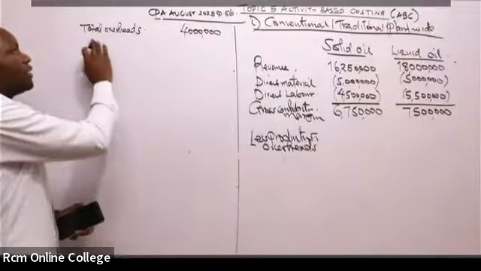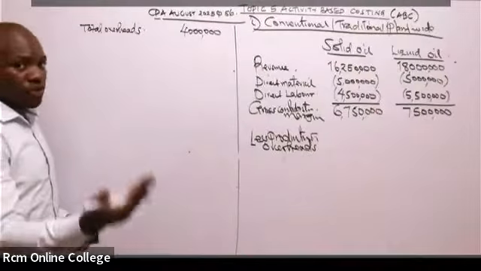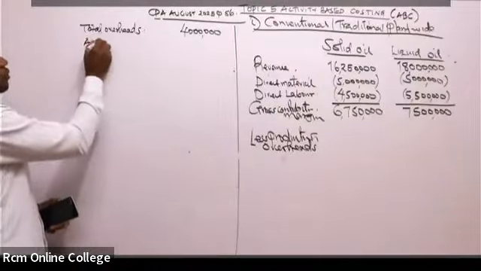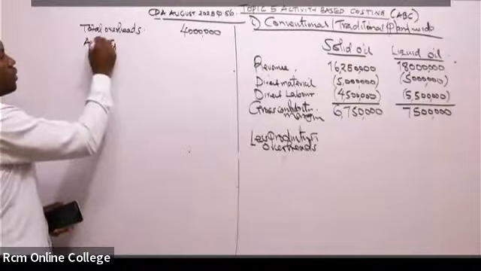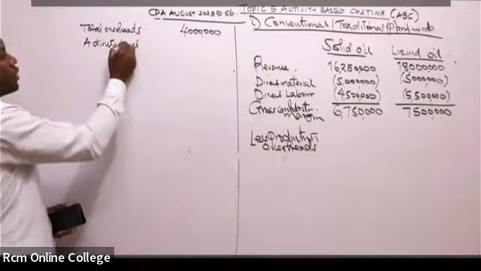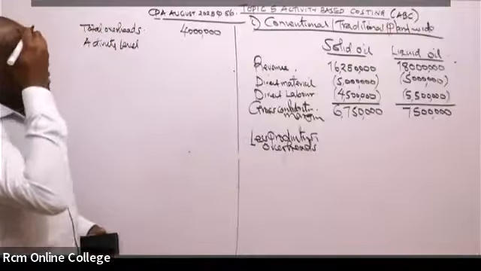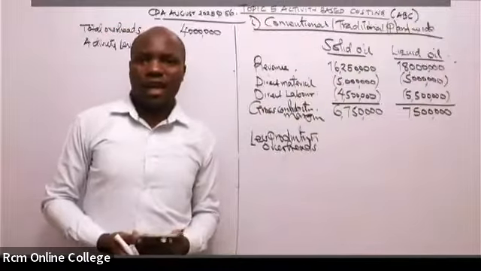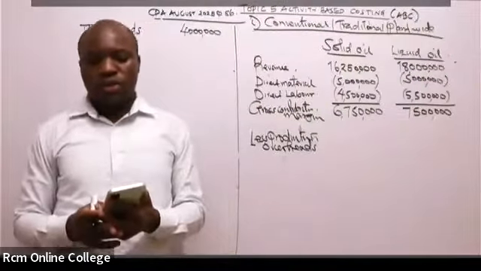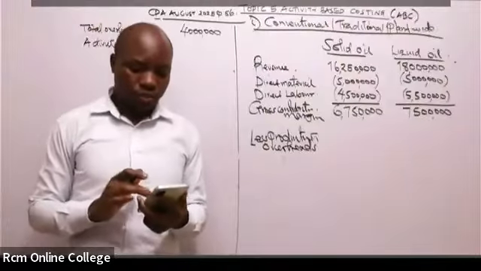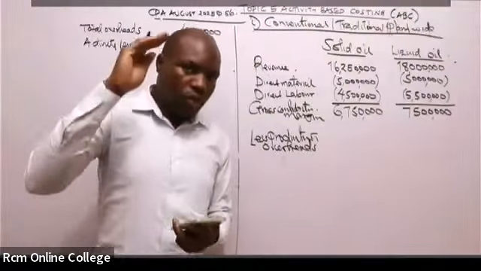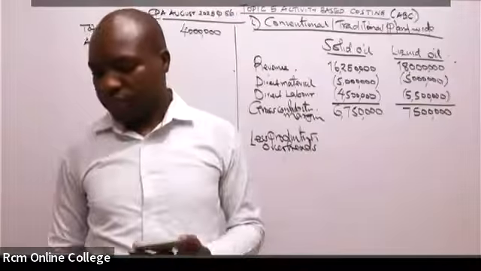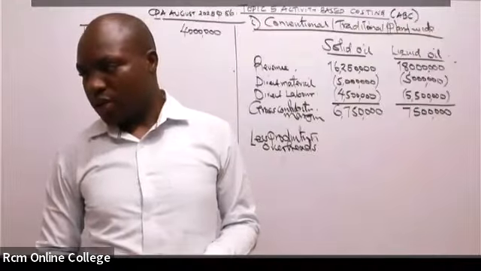Now, once I have total overheads, we must get the cost driver or activity level, right? The activity level of the cost driver, we have been told, is labor hours. So what is the total labor hours for the entire organization? If possible, we are talking about budgeted labor hours. What is the total labor hours?